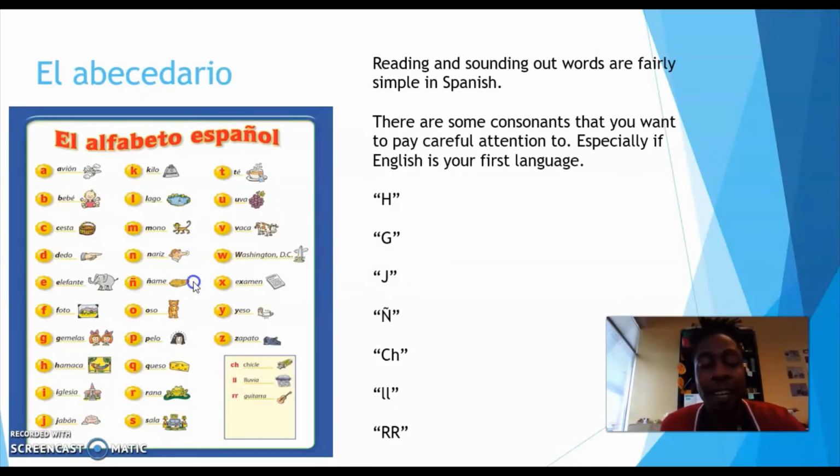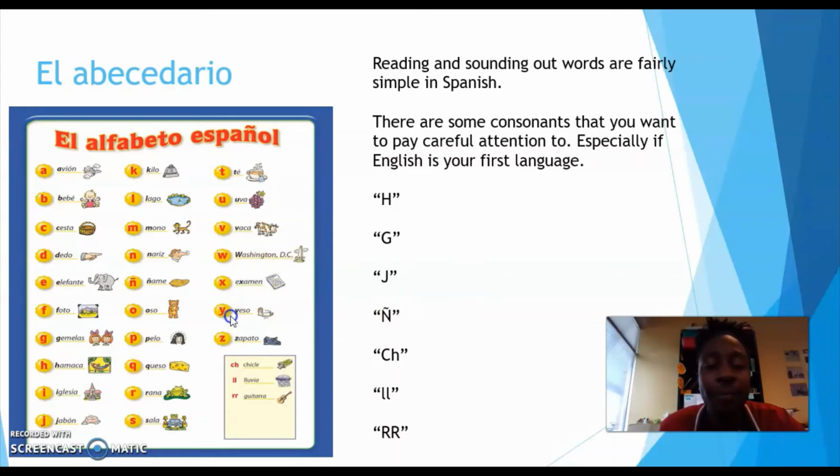R like rana, S like sala, and again T like te. We have our last vowel here, which is U. U like uva. V like vaca. W, doble V, not W, like in Washington, D.C. X means X.